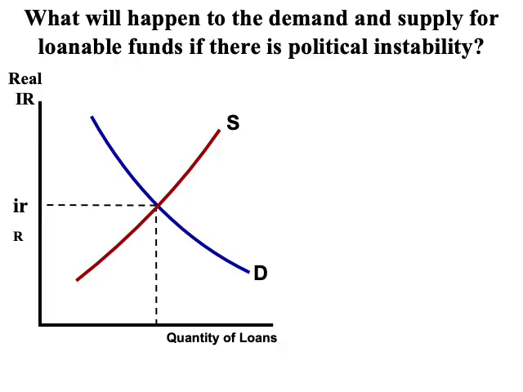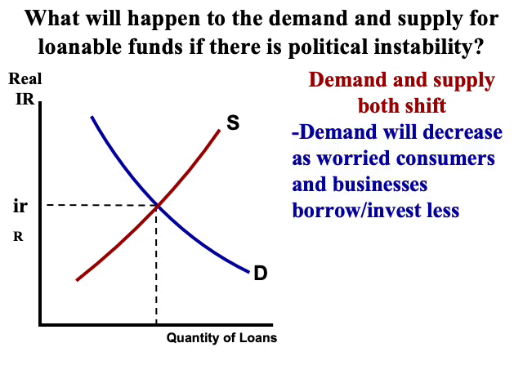Let's look at another example. This one's based on political instability. So make a prediction. What do you think is going to happen in the loanable funds market if there's political instability in a country and people are worried about chaos or civil war or political strife? Well, in this case, both demand and supply are going to shift.